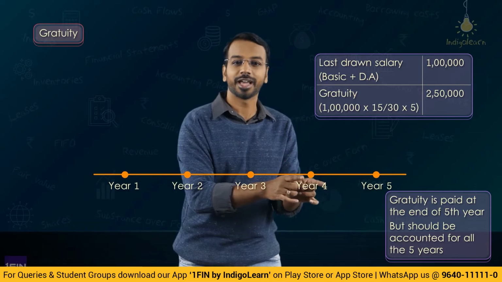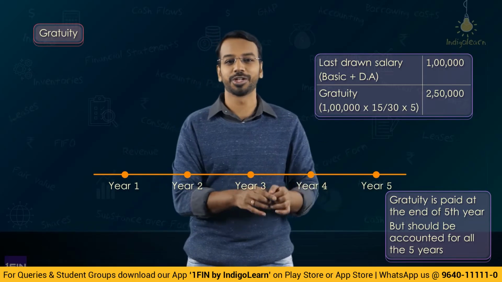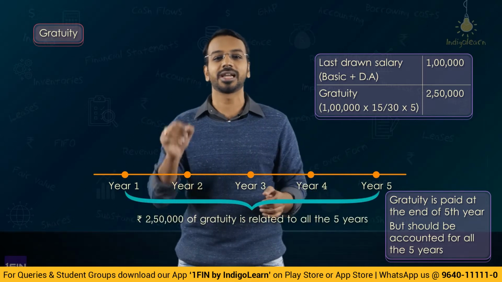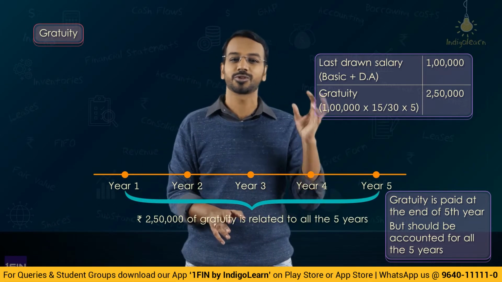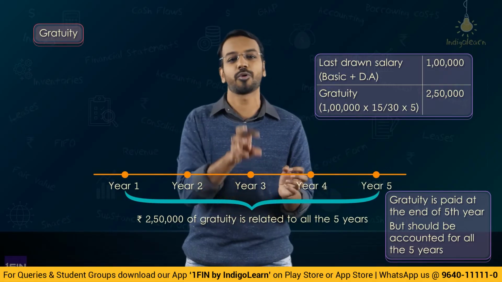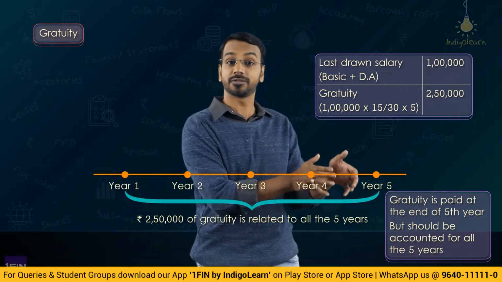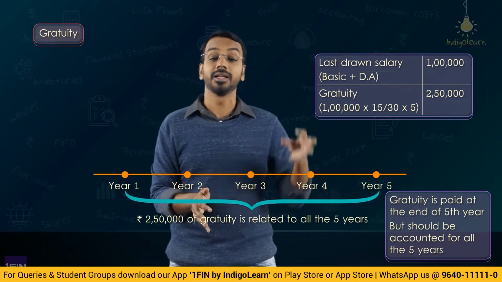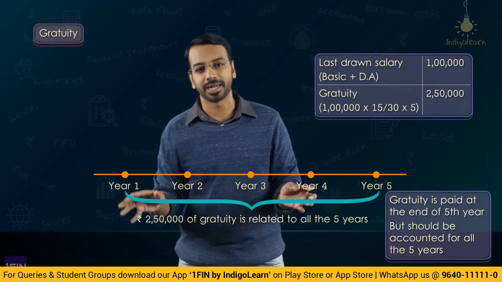At the end of year 5, I am entitled to 2,50,000, but this 2,50,000 pertains to the 5 years of service that I have provided to the company. So, what we need to do, this 2,50,000 of expense has to be appropriately accounted in each of these years. I am not saying 50, 50, 50, 50, 50 each year. That's not what I am saying. But this 2,50,000 which is paid at the end of 5 years has to be appropriately accounted.